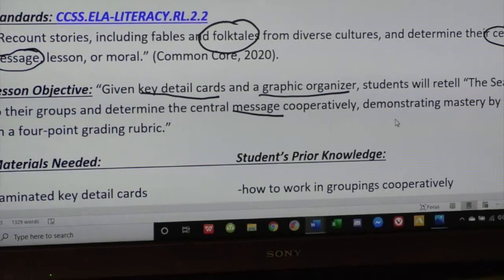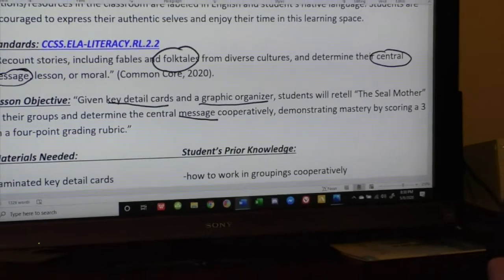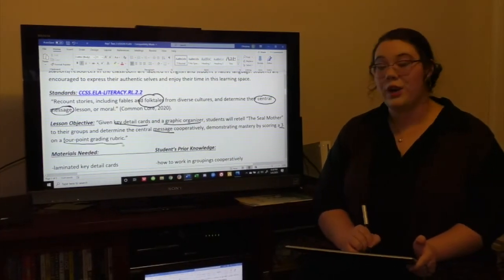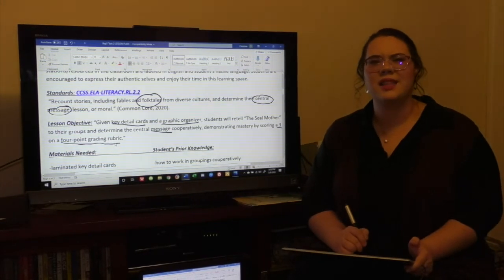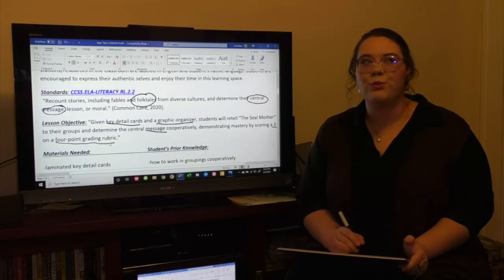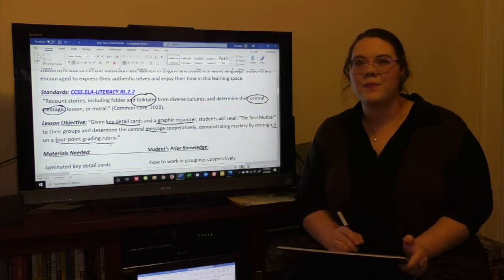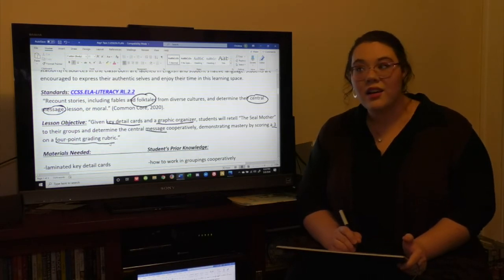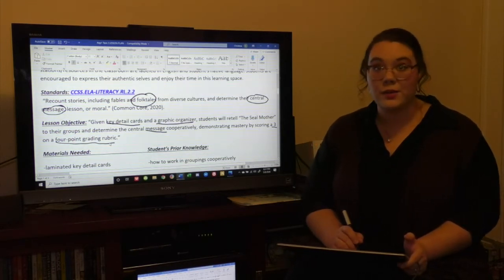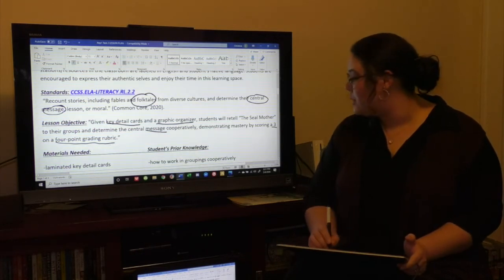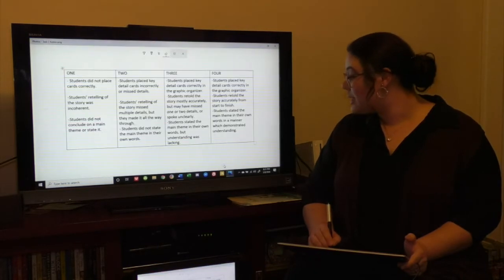You're going to show me that you can do that by scoring a 3 on a 4-point rubric. Who knows what a rubric is? That's a big word. Anybody? Rubric. Anna, what's a rubric? Good job raising your hand. Okay, a rubric is what we use to know if we pass, right? Or if we do a good job on our test. We do what we want to be able to do at the end of the lesson. So let's talk about that real quick.